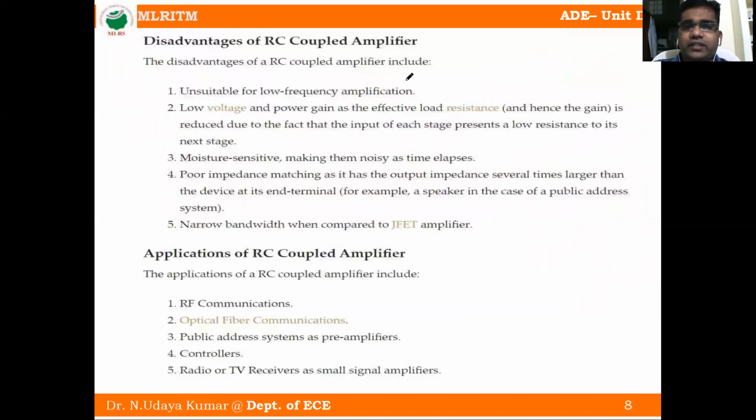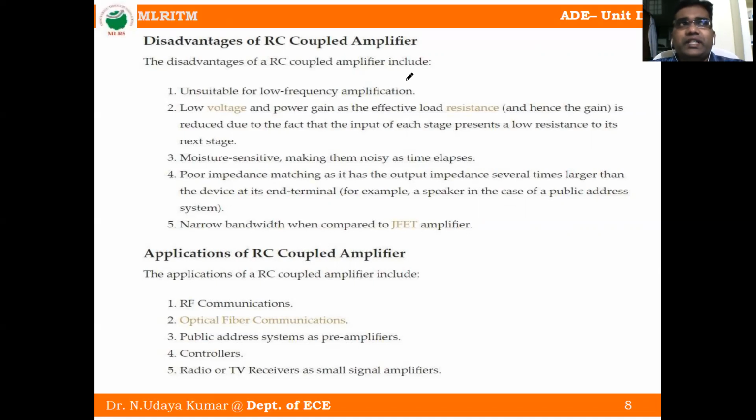There is low voltage and power gain, as the effective load resistance is reduced due to the fact that the input of each stage presents a low resistance to its next stage. So that is called the loading effect. It is also moisture sensitive, making them noisy as time elapses. There is poor impedance matching, as the output impedance is several times larger than the device at its terminal, for example, a speaker in the case of a public address system.